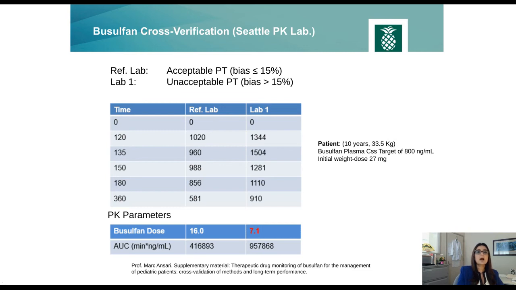Here you see how an exact busulfan quantification method affects the calculation of the dose adjustment. Lab 1 did not pass the criteria of acceptance of the cross-verification assessment. The dose adjustment suggested for lab 1 differs by up to 50% from the one proposed by the reference lab.